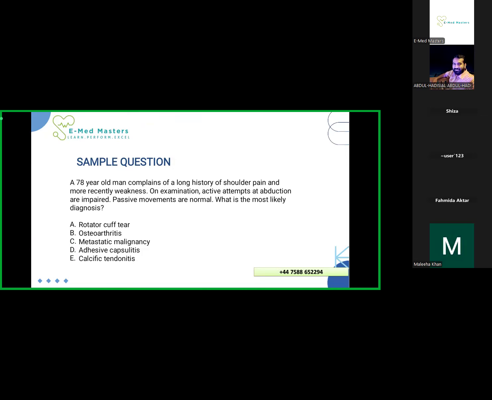Okay, so can anyone shed light on this question? Because it is asking that active attempts at abduction are impaired. A patient having shoulder pain, a chronic history of shoulder pain, and now active abduction is impaired, but passive movements are normal, meaning that the patient is not able to use his own muscles for shoulder movement. But if someone else moves his joint, it is freely movable, meaning that there are no adhesions in the joint. But the active movements are lost, meaning something is happening with the patient's own muscles.